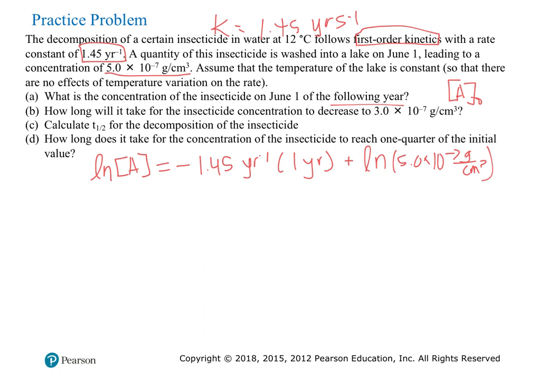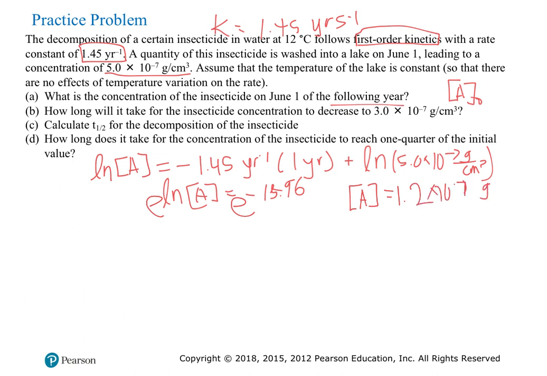So when we plug all of that into our calculator, we get that the natural log of our insecticide, we'll just call it A, is negative 15.96. So in order to get rid of our natural log, I'm going to e both sides. And so I get my amount of insecticide ends up being 1.2 times 10 to the negative 7 grams per centimeter cubed. Great.